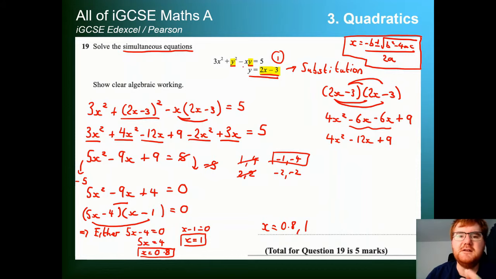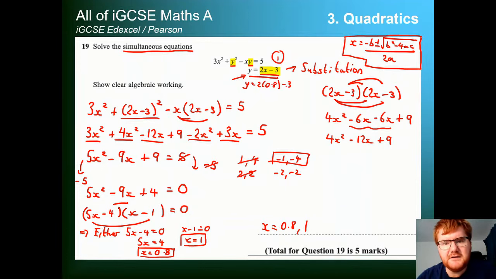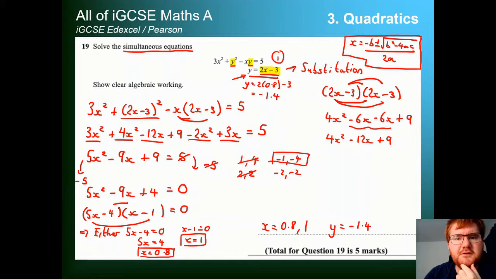And generally the easiest way to do this is substituting into the bottom, more simple second equation. So when x is equal to 0.8, then y is equal to 2 lots of 0.8 minus 3. And that's going to be equal to minus 1.4. So y is equal to minus 1.4. And if we substitute 1 in, 2 times 1 is 2, 2 minus 3 is minus 1. So make sure to get those 5 marks, you also work out the y values as well as the x values, because they do want you to solve it completely.